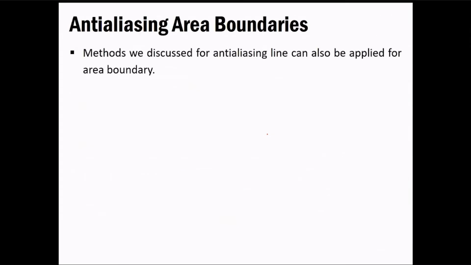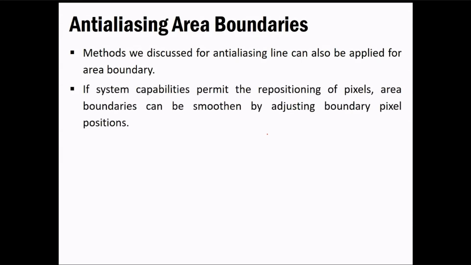Now we have one more thing, that is anti-aliasing the area boundaries. Till now we have seen the methods for anti-aliasing the line. If you have a staircase kind of thing in the line, we can do this kind of thing that we have seen. But now the same thing could be applied for the area boundaries as well. If system capabilities permit the repositioning of pixels, as we have just seen, area boundaries can be smoothened by adjusting the boundary pixel position.